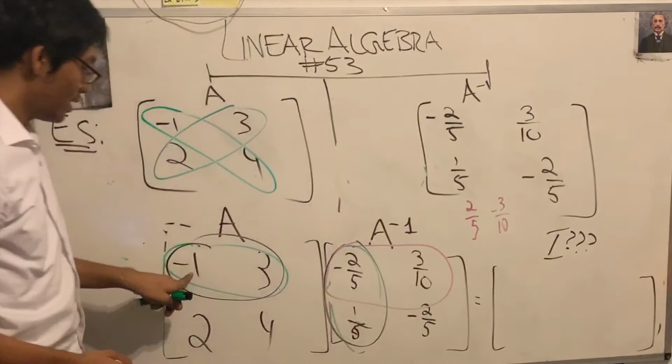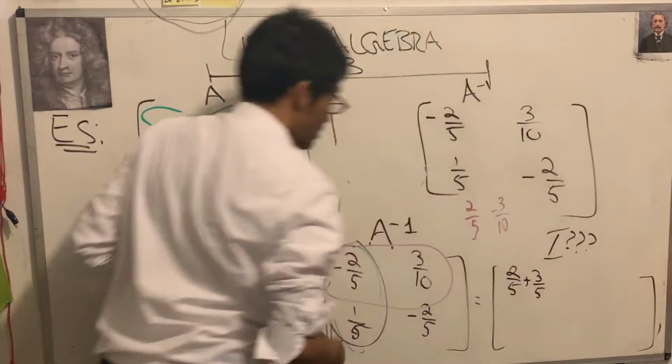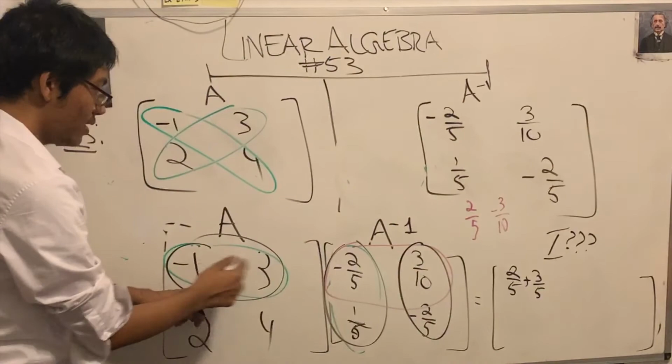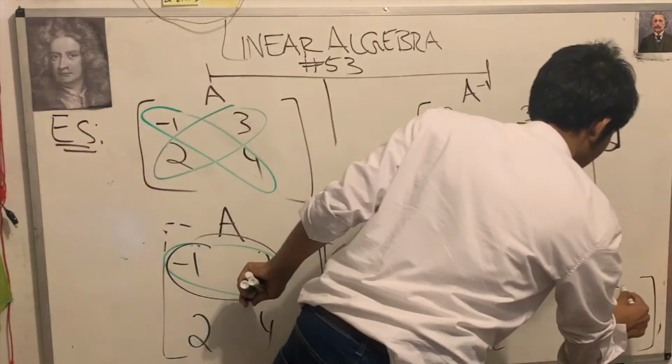-1 times -2/5 is just 2/5. But you're not done. 3 times 1/5 is 3/5. Good. But we're using the row method. We said multiply row by row. Excuse me, I use whatever method I like. I'm using the dot product way. Now I'm going to take this row and multiply it by this column. So let's do it. -3/10 plus 1. I'm going to take a math row. 6/5. I don't like where this is going, but I'll keep doing it for the sake of the show.